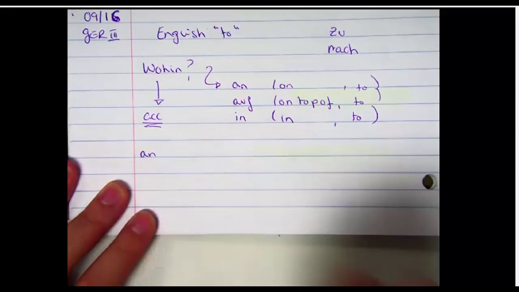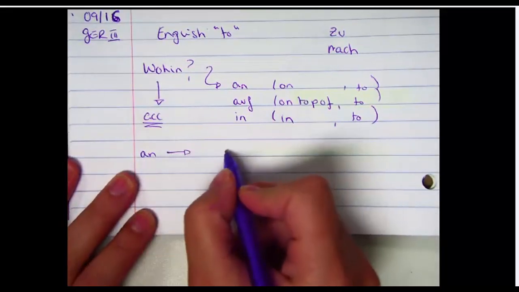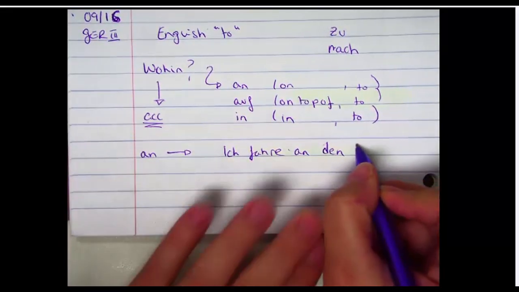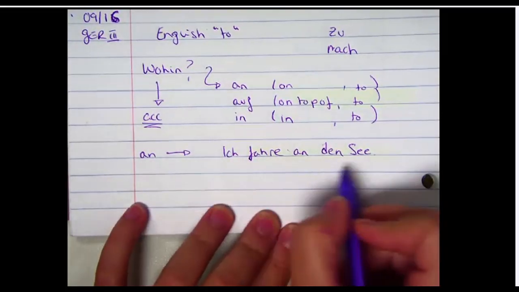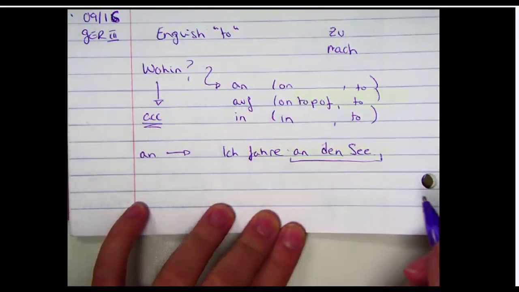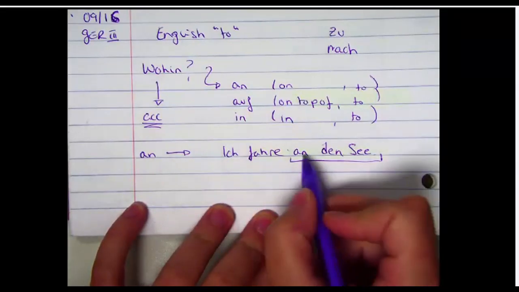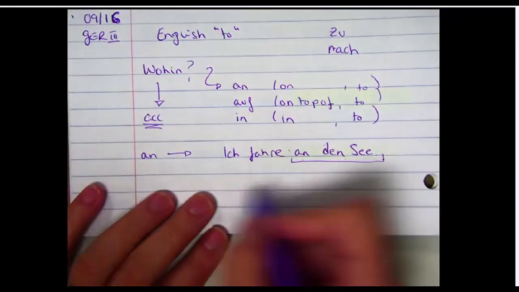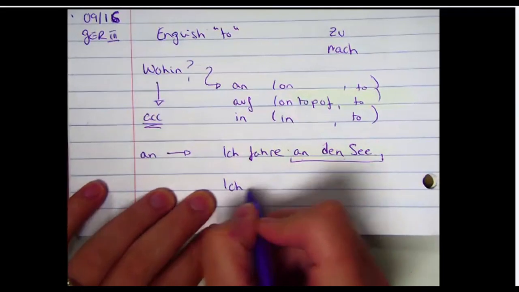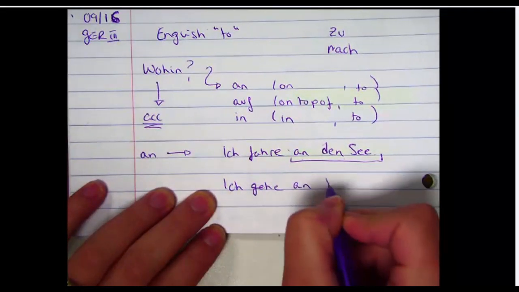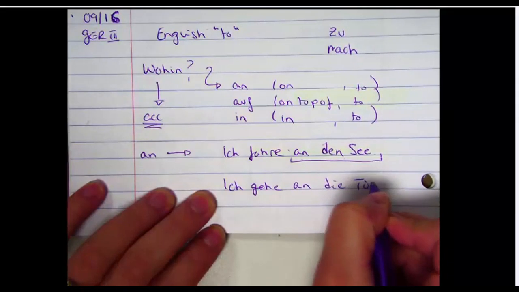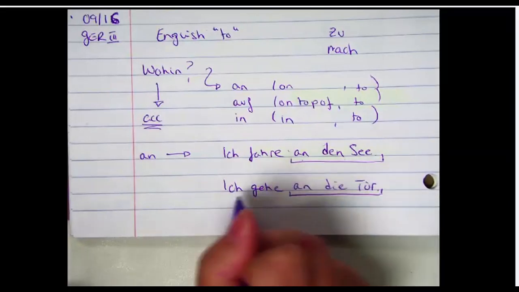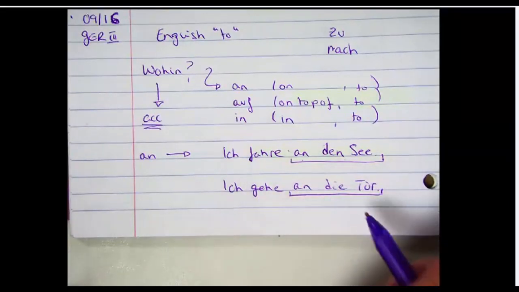Now, the first one, an, is specifically used with, for example, bodies of water. So if you're saying that you're going to be next to something like a lake, ich fahre an den See. So you're driving to the lake and you're going to be by that lake or at that lake. You're going to say, I drive to the lake, accusative case, and an. Or another thing could be, if you're going to walk over to the door, ich gehe an die Tür. Right? You're not in the door, you're not through the door, you're at the door. So I'm going to the door. Ich gehe an die Tür.